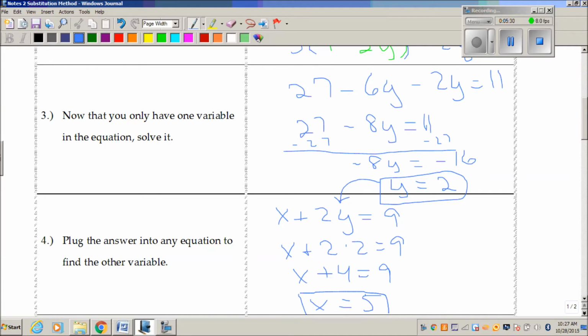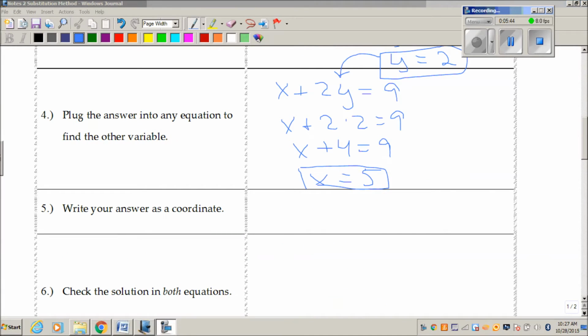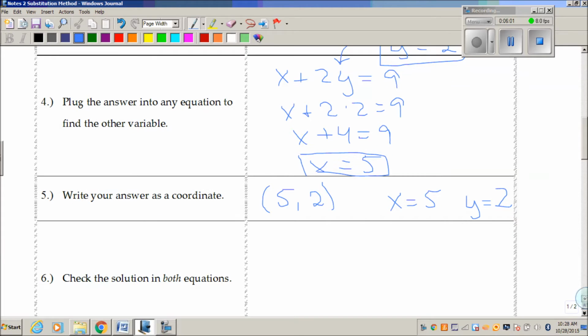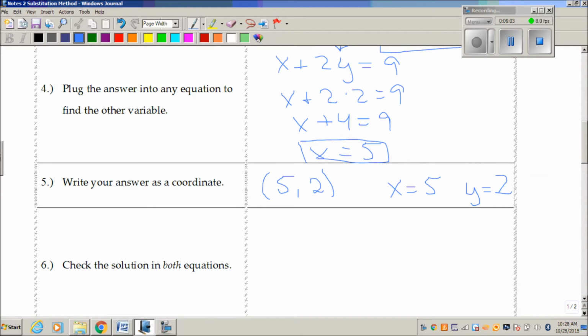And there's my solution. You can either write your answer as a coordinate. I know my x value is 5, so I can write 5, comma 2. Or you can write it like this: x equals 5, y equals 2. Either one is acceptable. Now that you have your solution, to ensure that you've done it correctly, you should check both solutions into both equations, into the original form of the equation, not the equation that you modified.